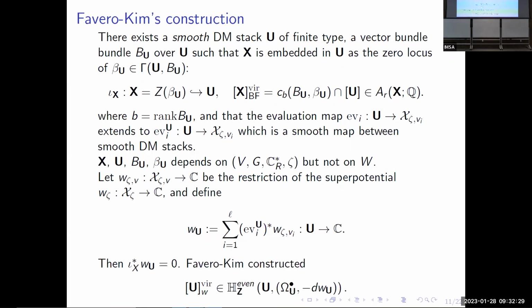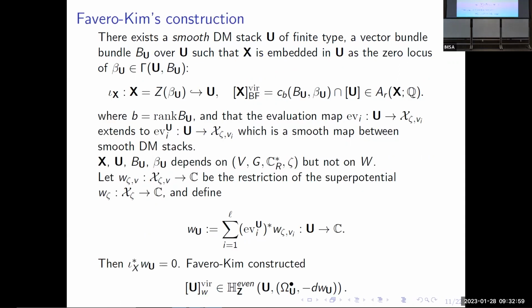And they constructed a virtual fundamental class in here. So this is very technical, but fortunately today we are going to use it in a very simple example where this is much easier to understand. So then they use this to define GLSM invariants.